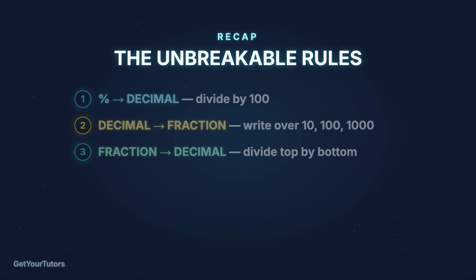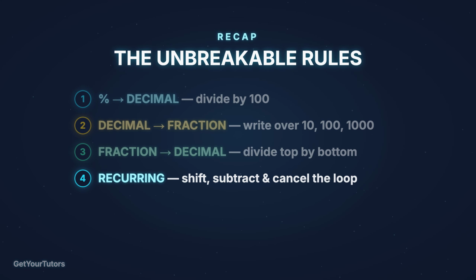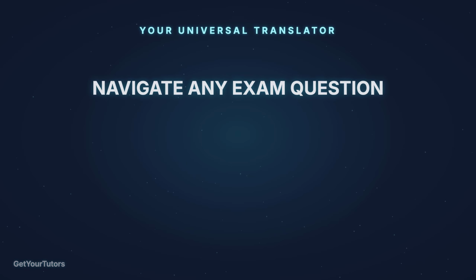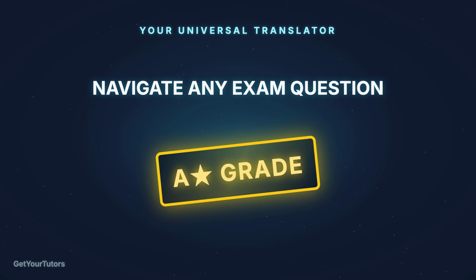For recurring decimals, you must build an algebraic equation, shift the decimal, and subtract to cancel the infinite loop entirely and permanently. These conversion rules act as your universal translator, ensuring you can navigate any exam question confidently and secure your absolute highest grade.